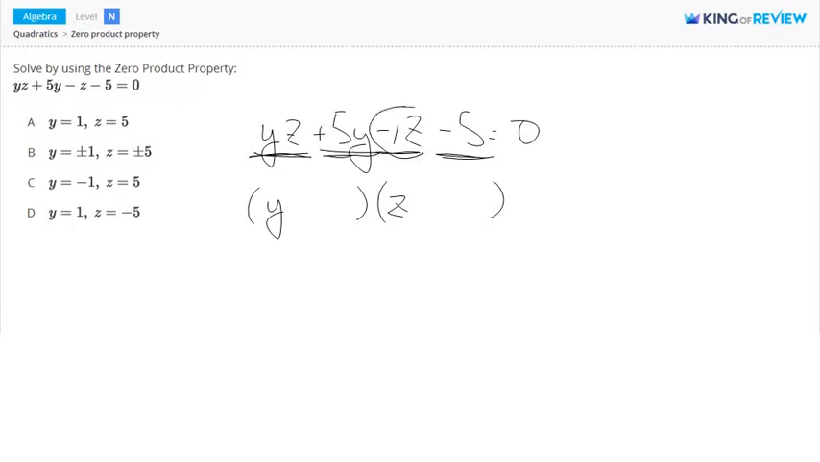Well, because the negative 1 is with the z, we want the negative 1 over here. And because the 5 is with the y, we want the 5 over here. And that is how you factor that.